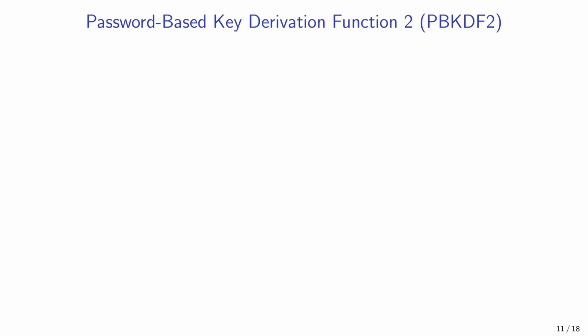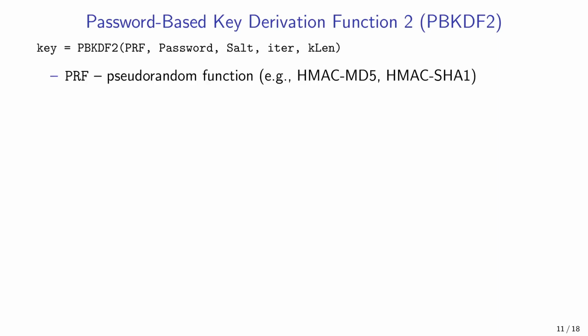There is a standard function that can be used to derive keys from passwords called password-based key derivation function 2. The 2 is here because the function 1 had some limitations on the length of the key it could derive. This function does not have such length limitations. So this function accepts 5 parameters: prf, password, salt, iterations, and key length. prf is the pseudorandom function to use. As its underlying pseudorandom function, it uses an HMAC construction and not a hash function directly.